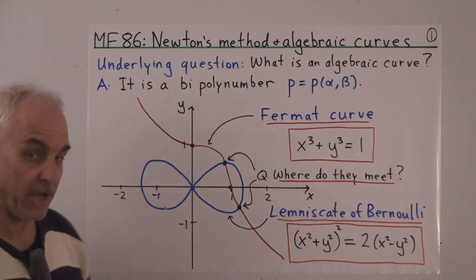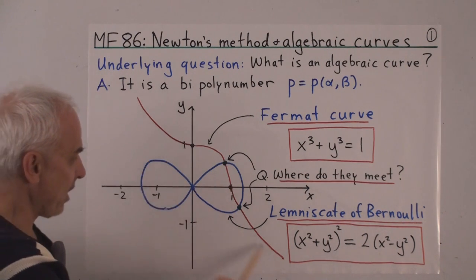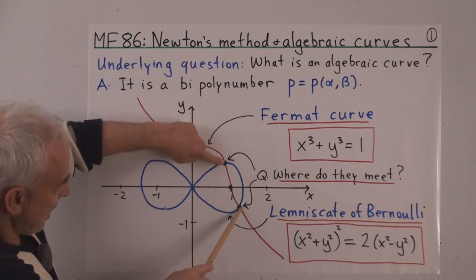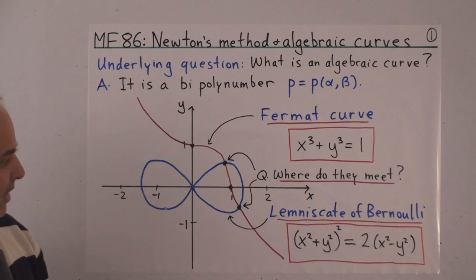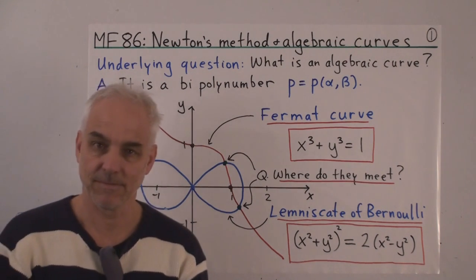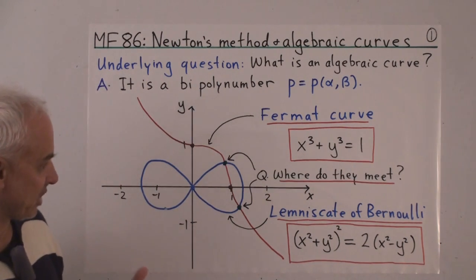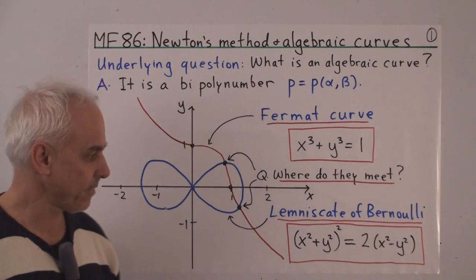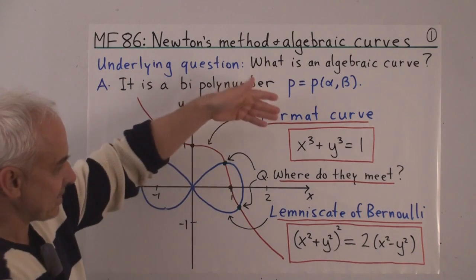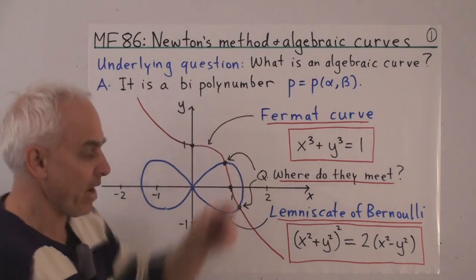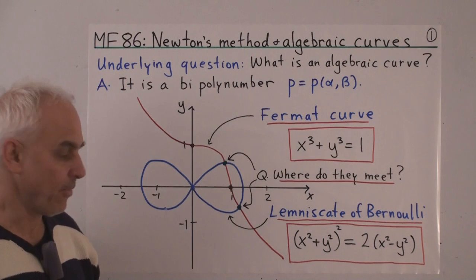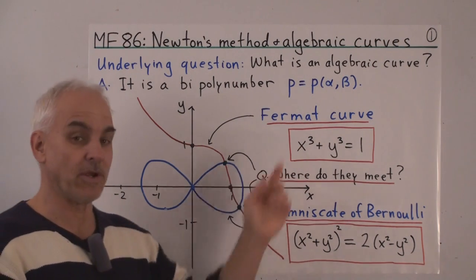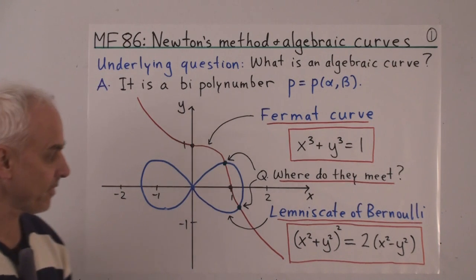Now you can see from these two pictures that the red Fermat curve and the blue lemniscate meet at these 2 points. And those are the only 2 points where they meet. And so a natural question is, well, can we find out where those 2 points are? Algebraically, it means solving these two equations simultaneously, which is rather a challenging thing to do. And in fact, you can't do it over the rational numbers.